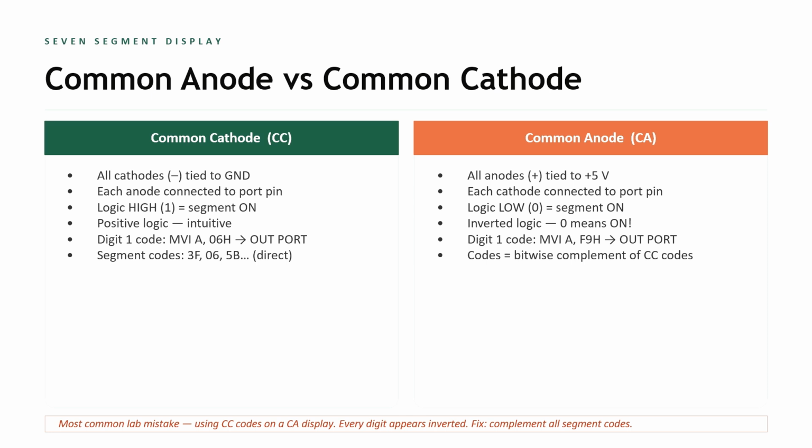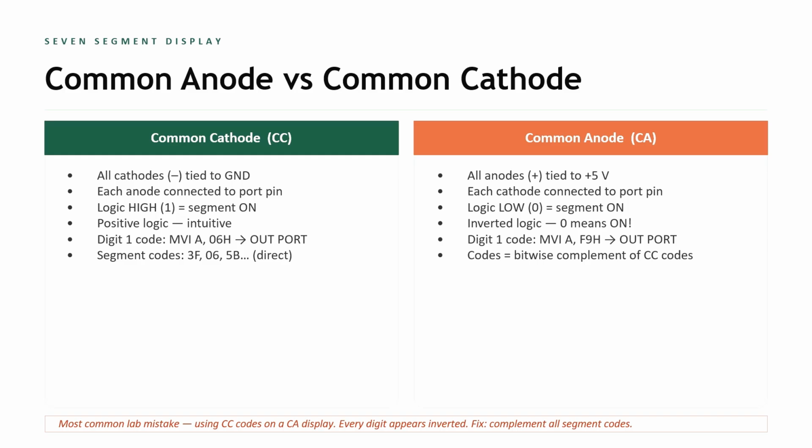7-segment displays come in two configurations, and it is critical to know which one you are using before writing any code. In common cathode, all the negative terminals of the LEDs are tied to ground. Each positive terminal, or anode, is connected to an output port pin. Logic high, a 1, turns the segment on. This is positive logic and feels intuitive.